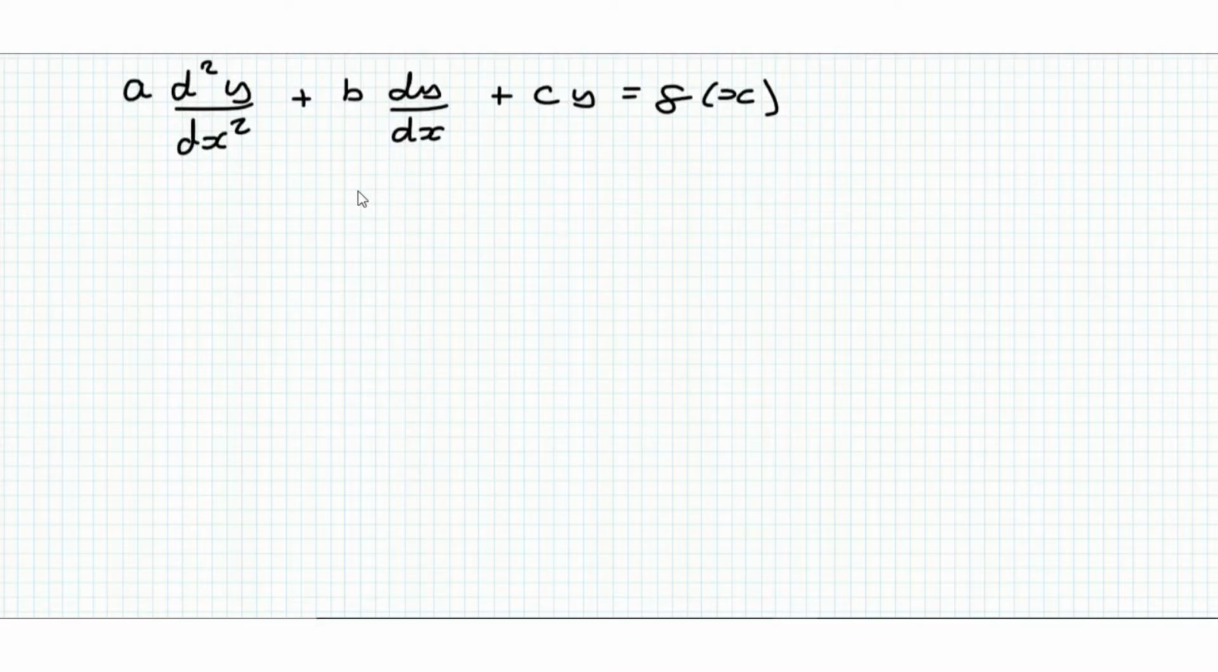Now we're looking to solve equations which are not equal to 0 on the right hand side, and what we do here is we calculate something called the complementary function, and that's the general solution when the left hand side is equal to 0. Okay, so we've shown how to do that before.